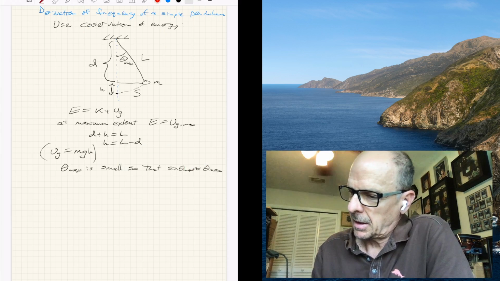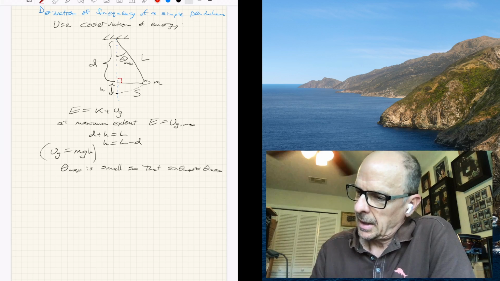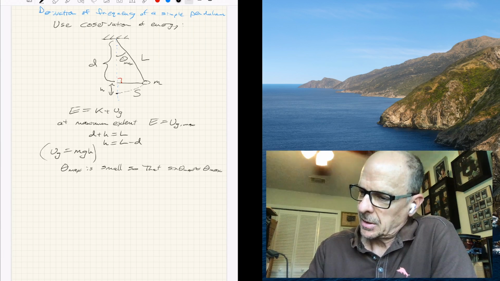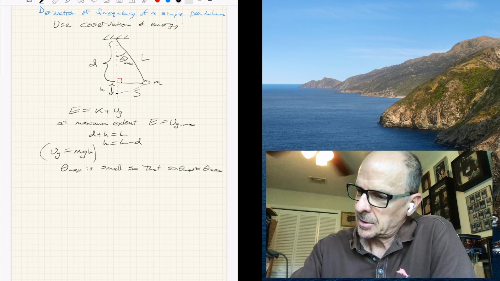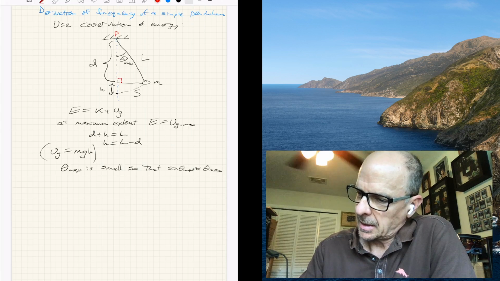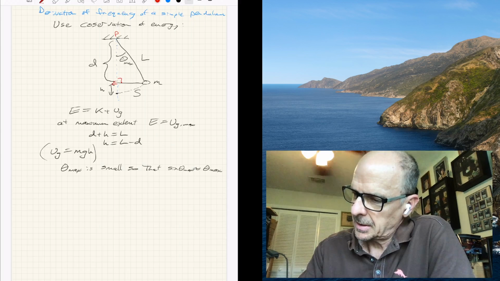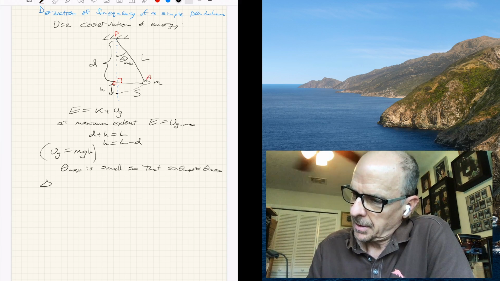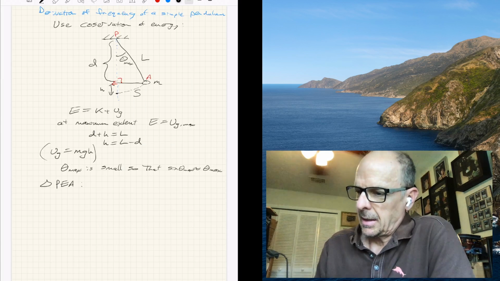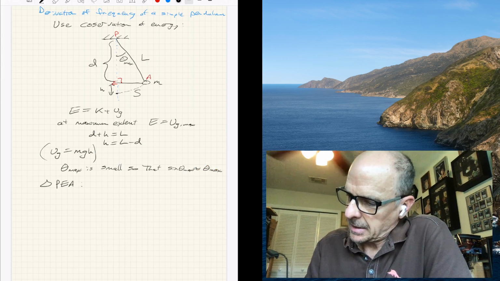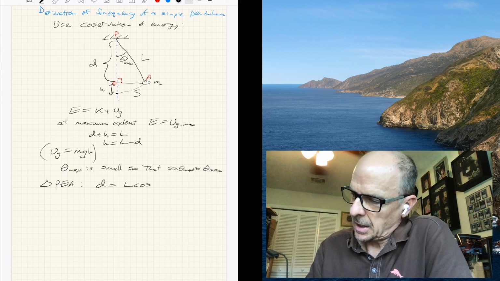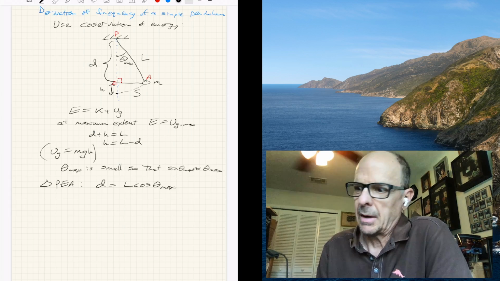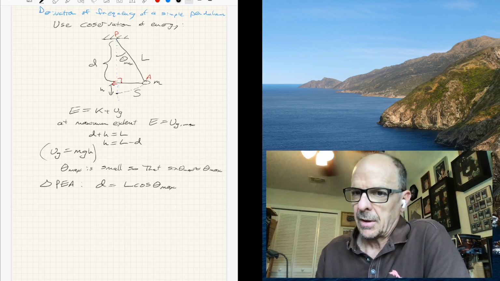Let me go back and change ink color here. So I've got a right angle here. And from that triangle that goes from the pivot point, let's label some stuff perhaps, pivot point P, and I'll call that point here E, and I'll call this point A for amplitude. So the triangle PEA, for that I can see that D is L cosine of theta max. Okay, that's just the definition of cosine. It's like the component of L in that direction. It's the side that's adjacent to theta max, so it's L cosine theta max.